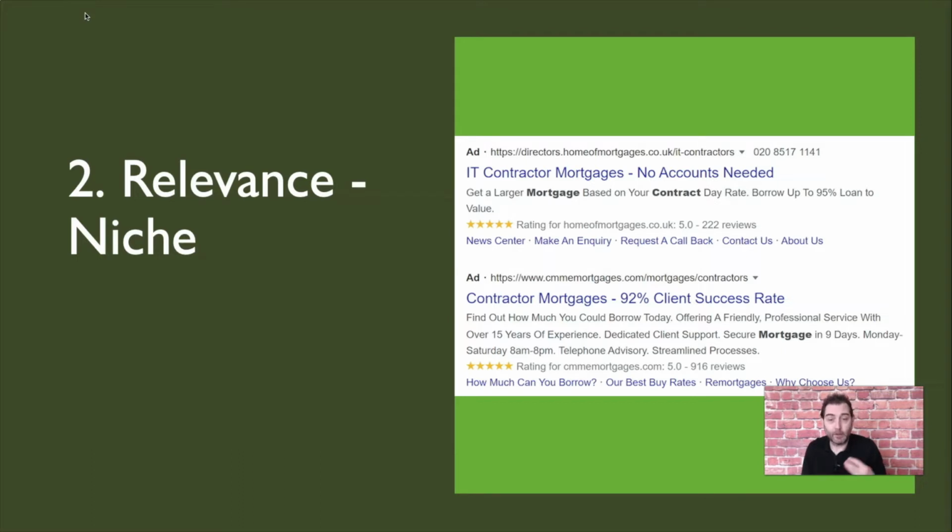So it's talking about the fact you can get a larger mortgage based on your contract day rate, and you can borrow up to 95% loan to value. Whereas the second ad, although it talks about contractor mortgages in the headline, the rest of it is fairly generic stuff that could apply to any kind of client. There's nothing in the description lines which reinforces the fact that this is an ad specifically aimed, or a service specifically aimed, at IT contractors.